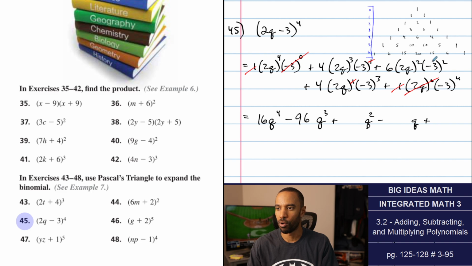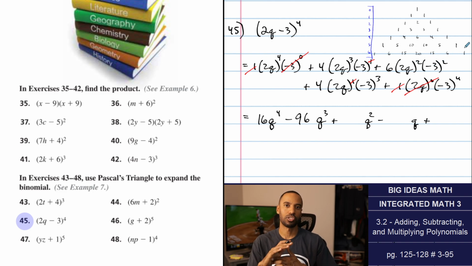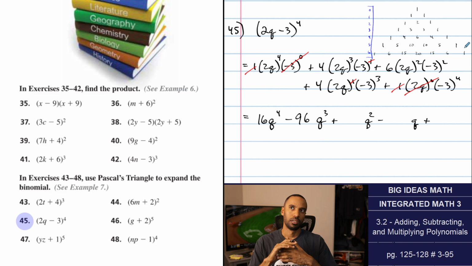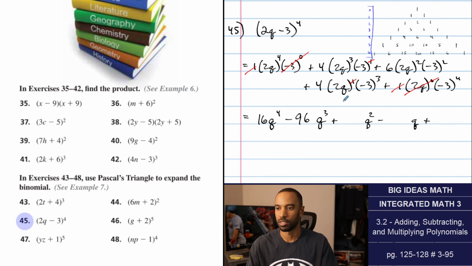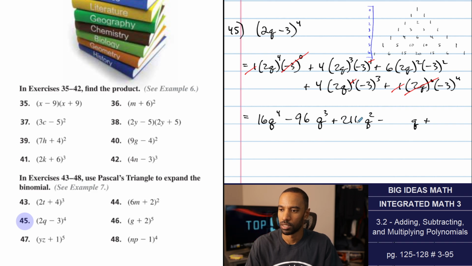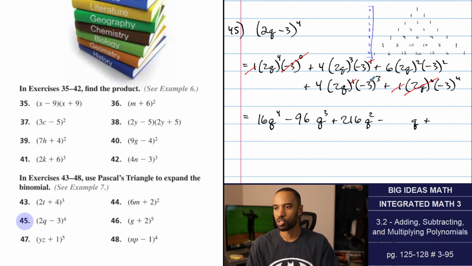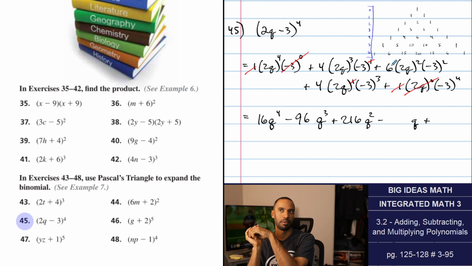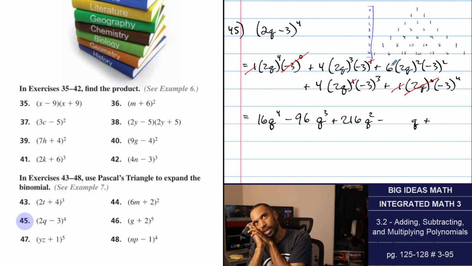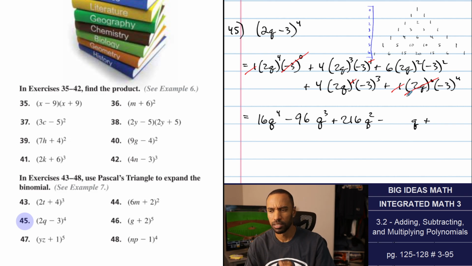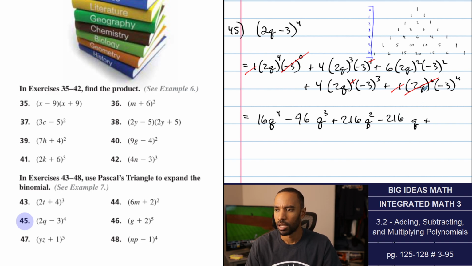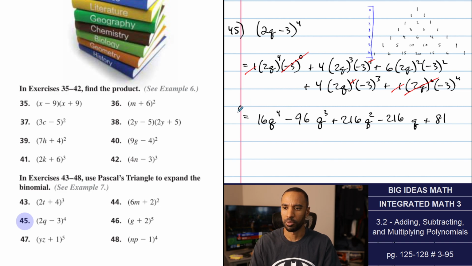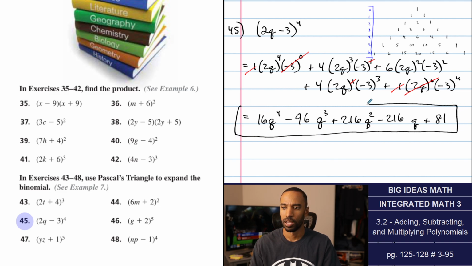6 times 4 times 9. Let's do 6 times 4 is 24. 24 times 9 is 216. 4 times 2 times 27. 8 times 27 is also 216. And then 3 to the 4th is 81. So I believe that's the final result of this one.